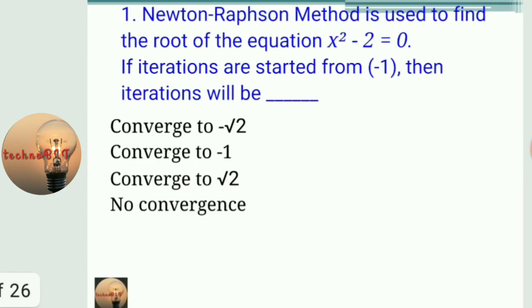What is the first question? Newton-Raphson method is used to find the root of the equation x square minus 2 equals to 0. If iterations are started from -1, then iterations will be.